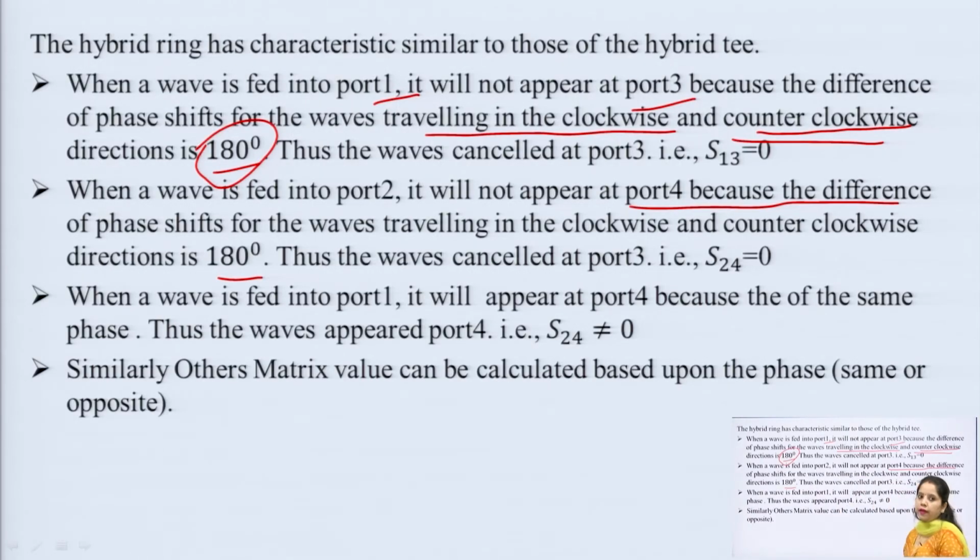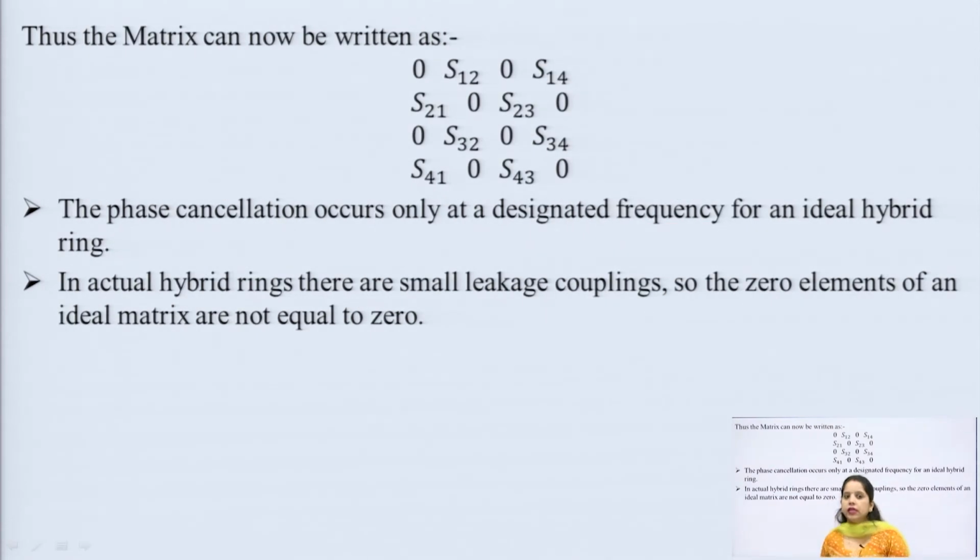So, in this way we are able to get the matrix of a rat-race circuit or the hybrid circuit. I think every one of you understands now how we were able to get the matrix. In that way we are able to get the matrix of a magic T, of a hybrid T, which is also called the rat-race T.